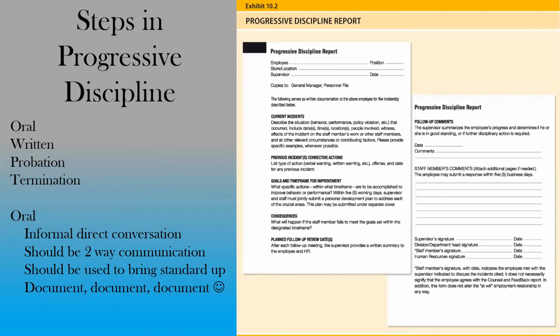And if you notice, especially with the staff member signature, there's a little asterisk there, and it says staff member signature with date indicates the employee met with the supervisor indicated to discuss the incident cited. It does not necessarily signify the employee agrees with the counsel and feedback report. In addition, this form does not alter the at-will employment relationship in any way.